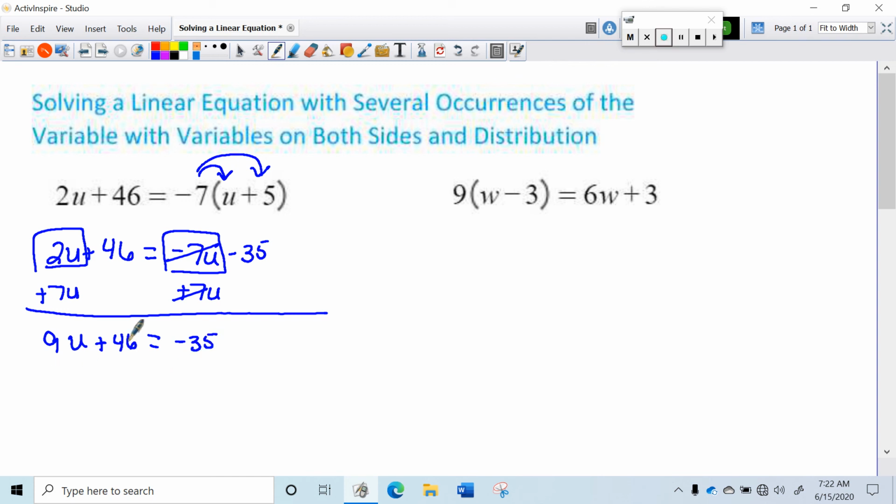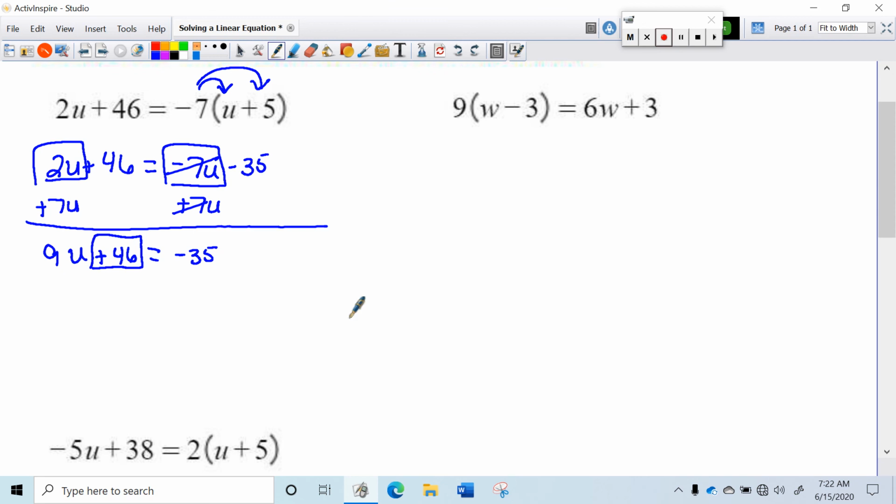Now remember, your ultimate goal is to get u by itself. So the next step is to get rid of anything that's with that, but anything that's stuck to it gets saved for last. So my next step is to get rid of the positive 46. Now again, we're always doing opposites. So the opposite of positive 46 is negative 46. So I'm going to put negative 46 on both sides to balance that out. Bring down the 9u. Opposites cancel, equals a negative 35 and another negative 46 is a total of 81 negatives.